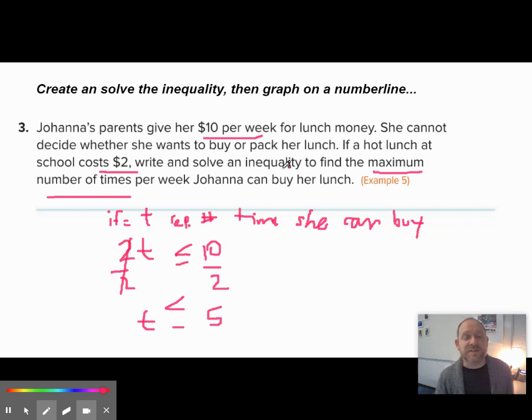There you go. So remember, when you're looking through these, you need to find your information, define your variable, create an inequality that shows the entire situation, and then you're going to need to solve that inequality by balancing it, and that will give you your answer.